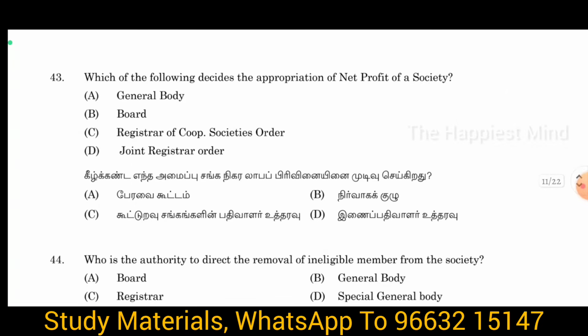Next, question 43. Which of the following decides the appropriation of net profit of a society? Answer is option A, general body. So, general body decides the appropriation of net profit of a society.